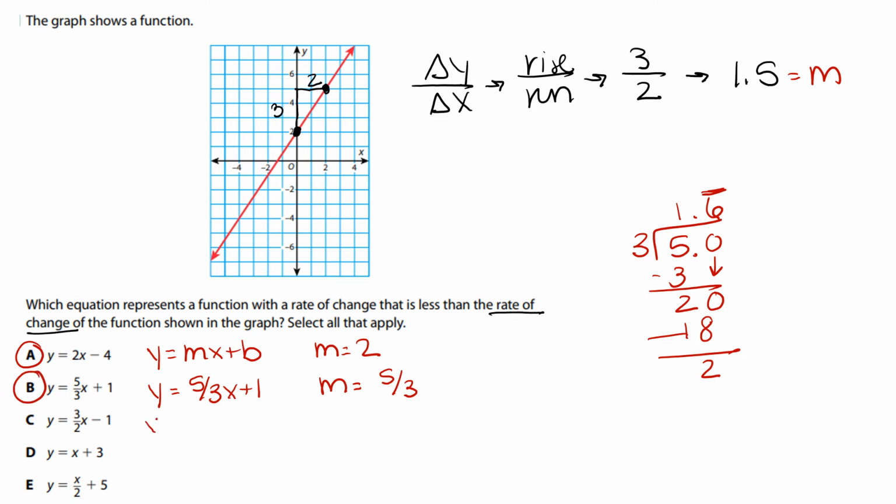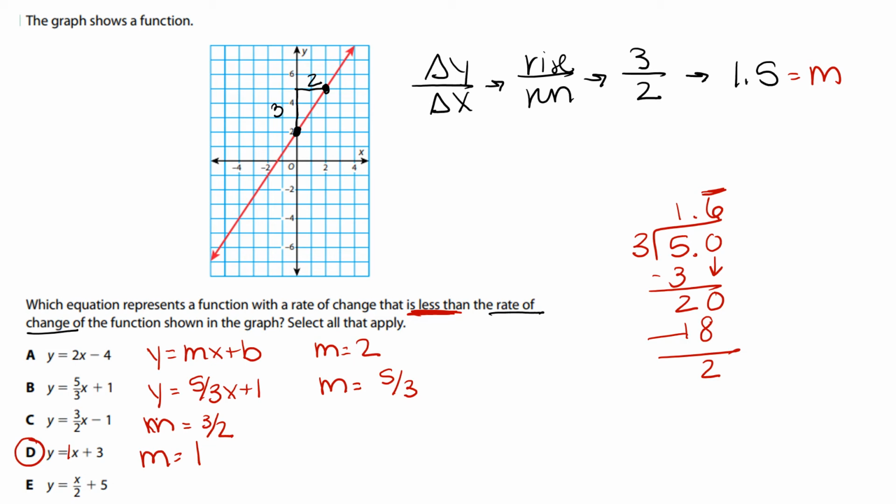For letter C in the equation, y equals 3 over 2x minus 1, m is our fraction, 3 over 2. Even though they're the same, the question asks which is less than the rate of change. So we are not going to pick that one because it is the same, it's not less. For letter D, we don't have an m value in the front, so we know that that's an understood 1. Our rate of change is 1, which is less than 1.5, so D is a correct answer.